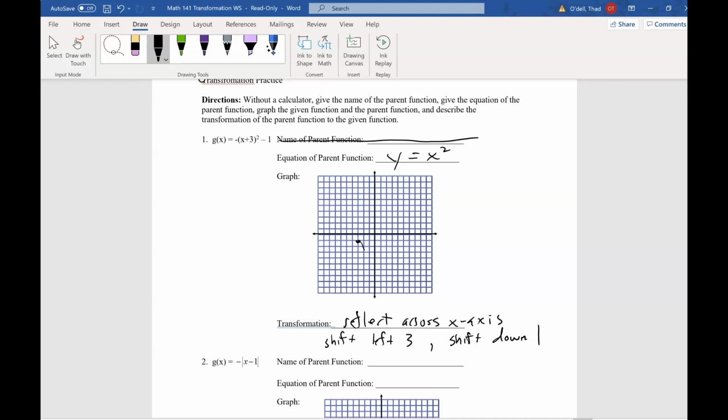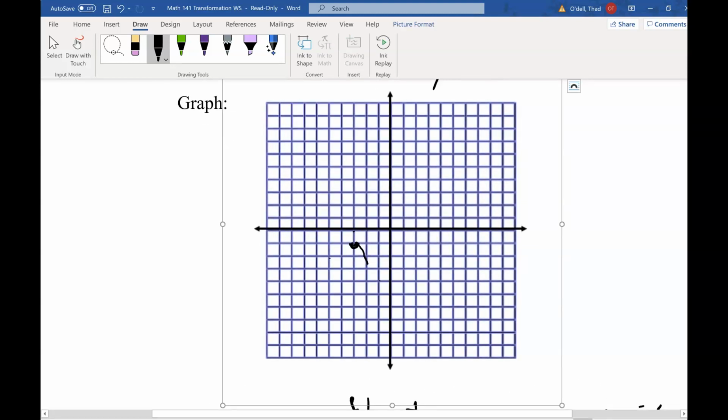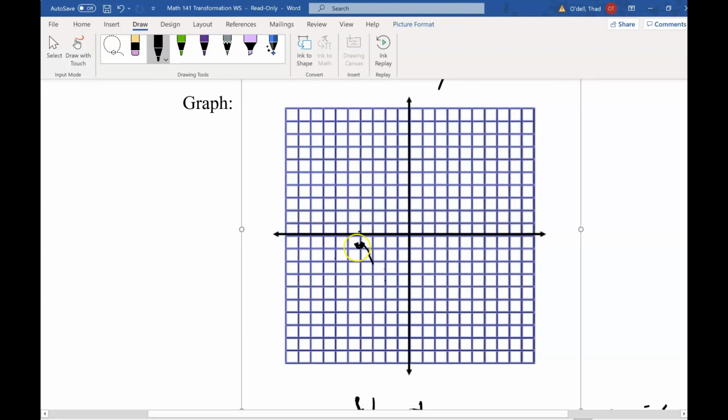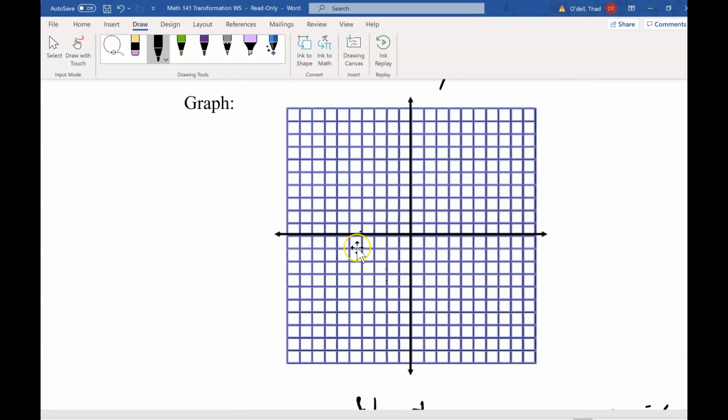Ooh, that's ugly. Let's make this bigger so I can do it. There we go. Over 1, 2, over 2, 3, 4, and down, and down.